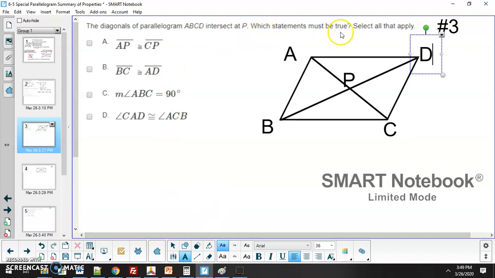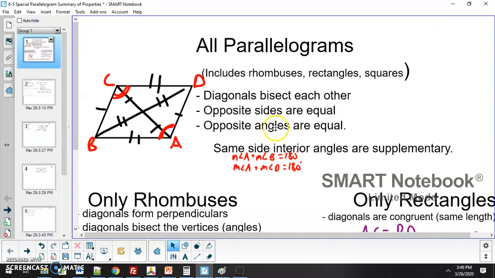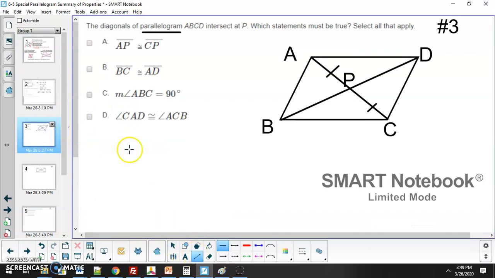What statements must be true? This is just a parallelogram, it's not a rectangle, so we can only use statements about parallelograms. Is AP the same thing as CP? AP is the same thing as CP because diagonals bisect each other. Look at the picture here. You see how these diagonals are crossing and they're congruent? So yes, that is true.